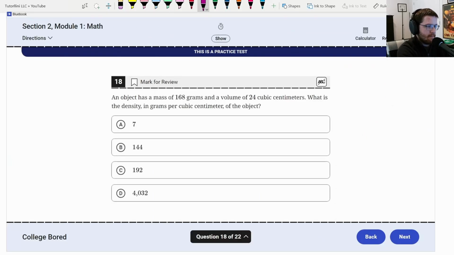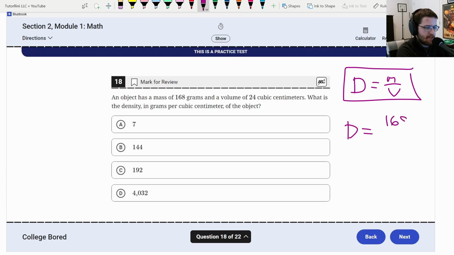Okay, question 18. So density is equal to mass over volume. We got a mass of 168 over a volume of 24, which gives us a density of 7. That is answer choice A.